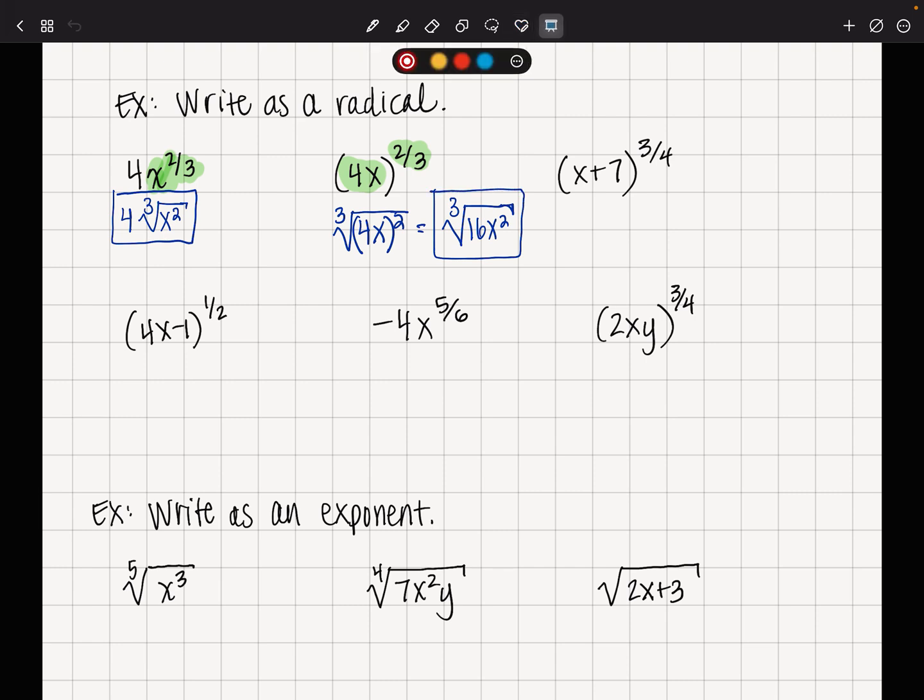And here again, we've got all of x plus 7 raised to the 3/4 power. So all of x plus 7, I'm going to put x plus 7 in parentheses. The 4th root, the denominator, is the index. And then that numerator is the exponent of that base.